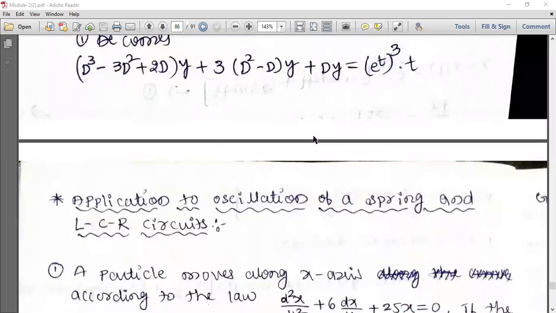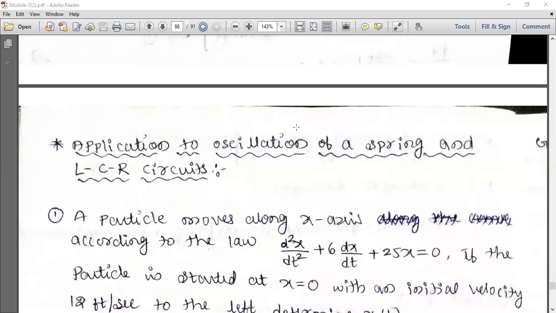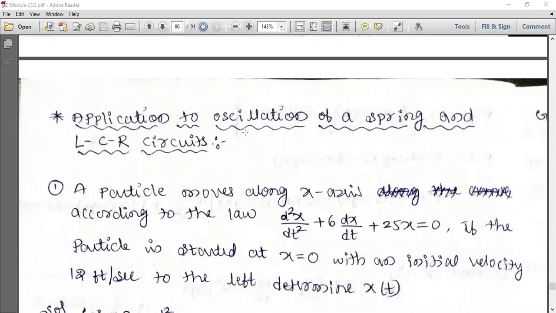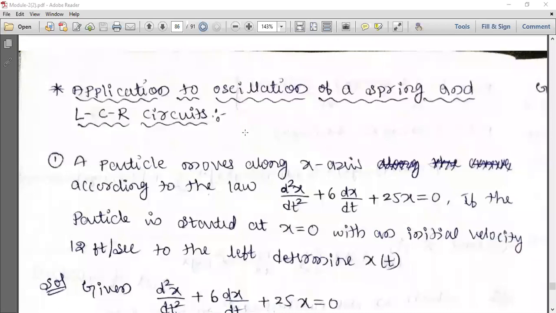Good morning, students. In the previous class, we studied Legendre's and Cauchy's differential equation. Now we will study applications to oscillation of a spring and LCR circuits. This is the last part of your module, and it goes in a similar manner.